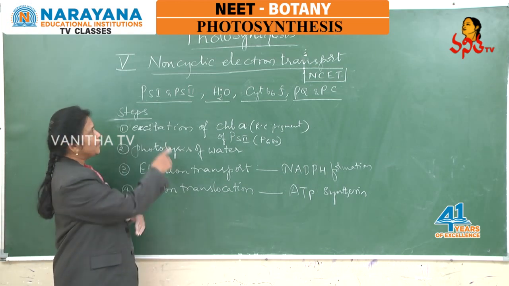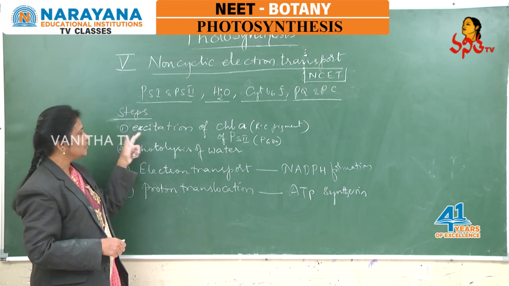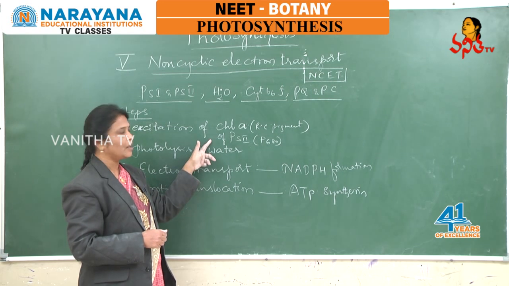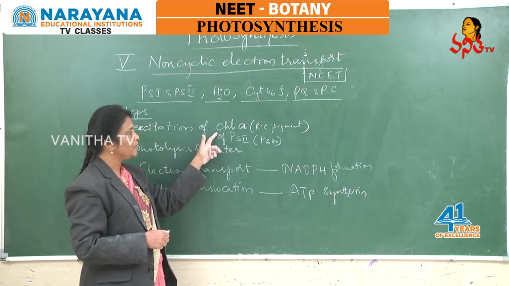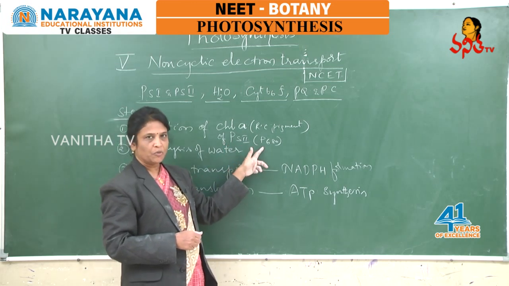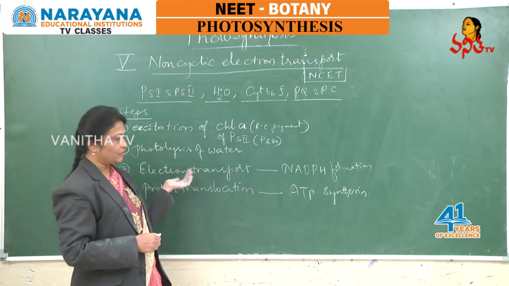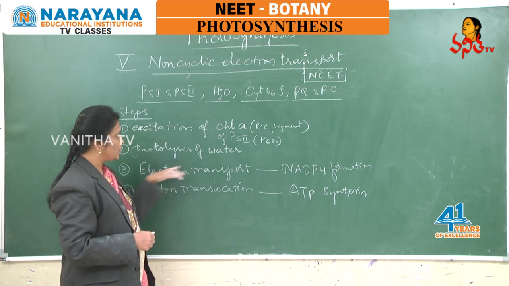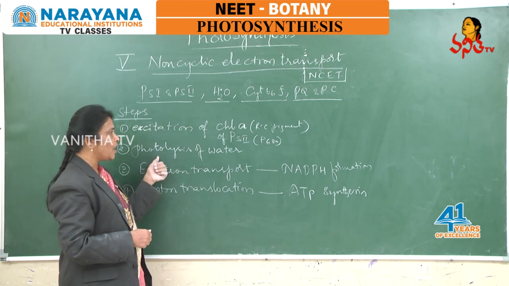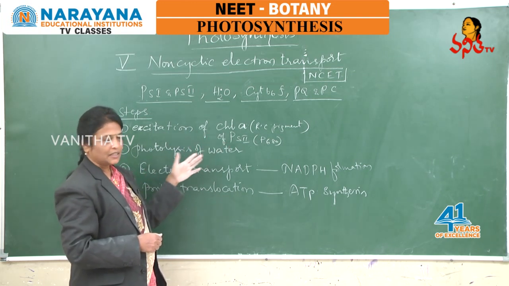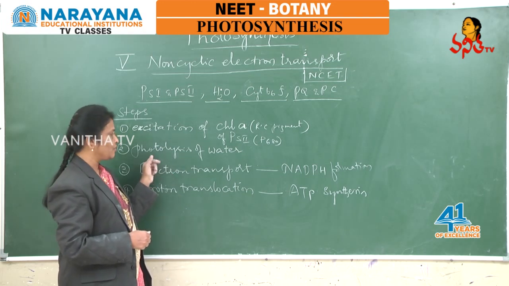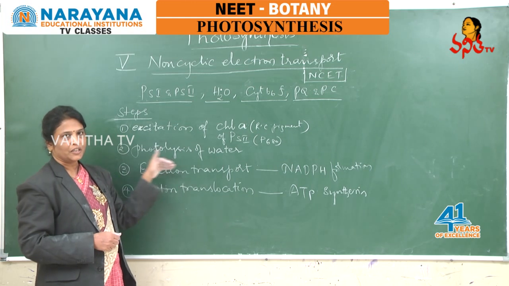The first step in non-cyclic electron transport is excitation of the chlorophyll A pigment, that is, the reaction center pigment, particularly the chlorophyll A of the PS2 reaction center, that is the P680 molecule, and it liberates electrons, and those electrons are transported through various electron carrier complexes. But meanwhile, that excited P680 should attain ground state. For that, it requires electrons and it causes splitting of water molecule.